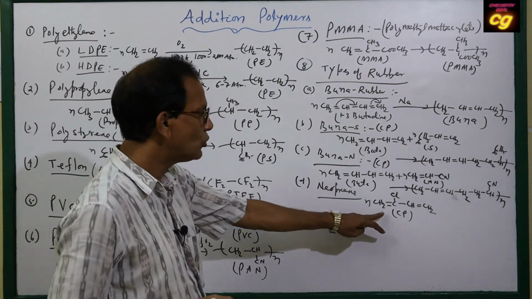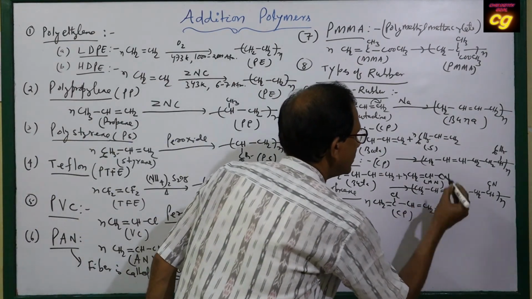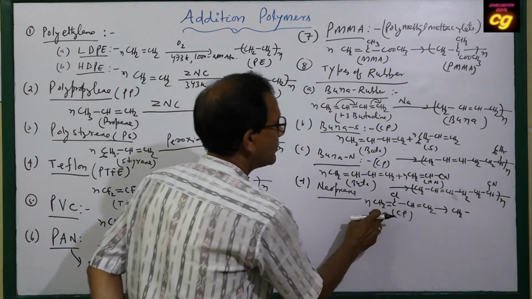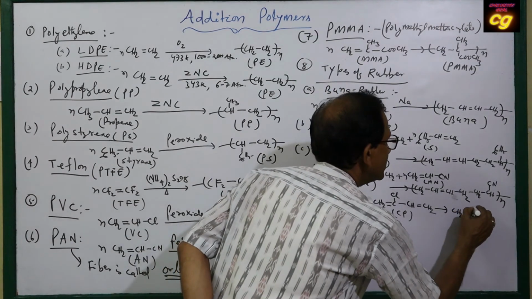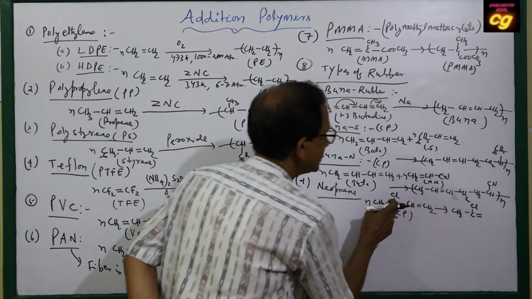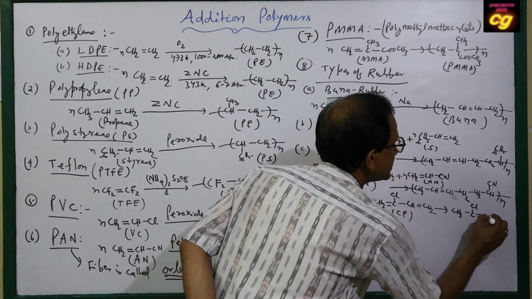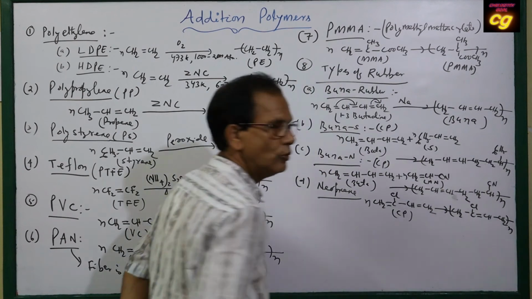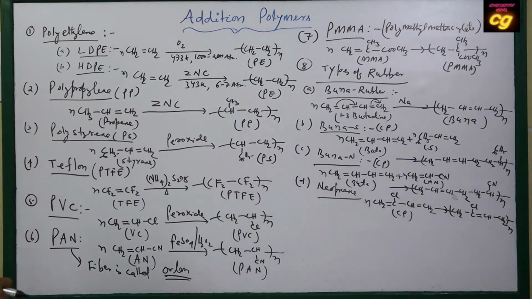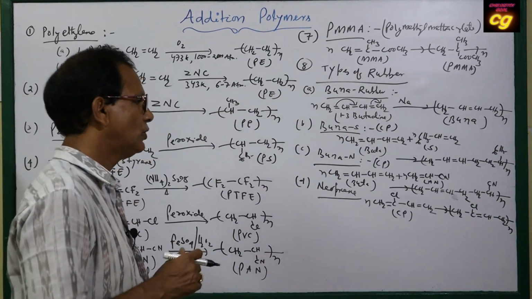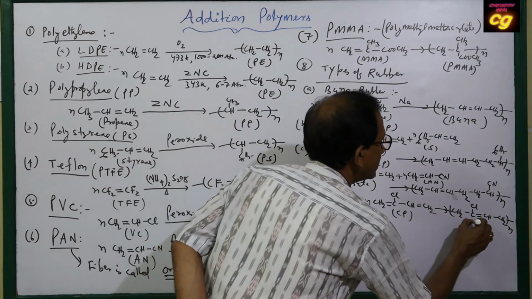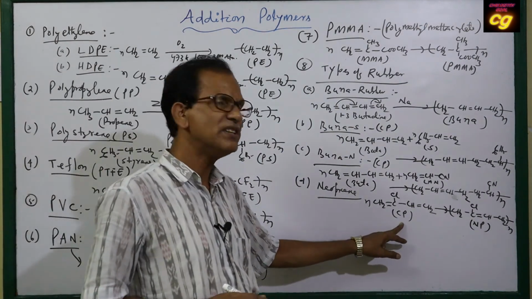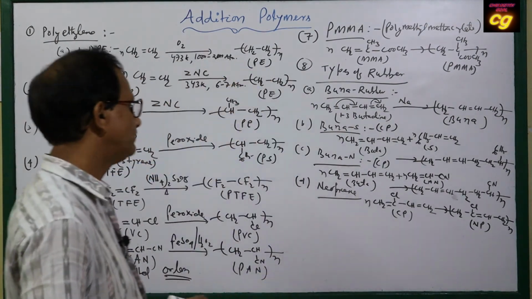Then when n number of chloroprene polymerize, the product is neoprene. Same, CH2, now the double bond becomes a single bond, then Cl, then CH, then single bond CH2, whole bracket n. Always in the last you will use the bracket. This is the number of monomers combined. The short form of neoprene is NP. This is chloroprene CP, the result is neoprene.